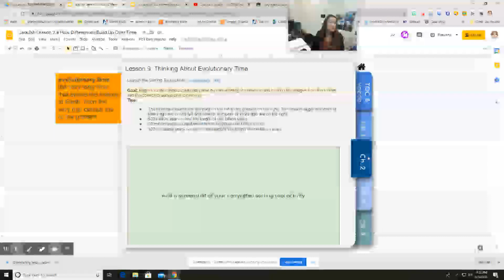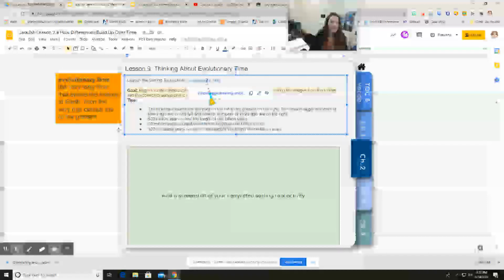Hold on tight. In the first part, I want you to think about evolutionary time. You are going to launch the sorting tool activity, evolutionary time. This will help you better understand how time is investigated through a timeline. So you are going to go ahead and click on that link. Wait for it to load.